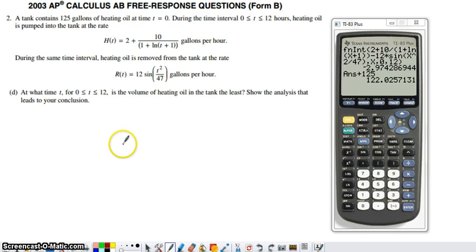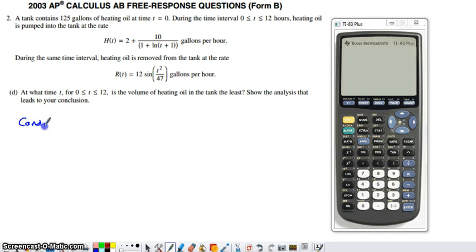Show the analysis that leads to your conclusion. So we're basically looking for the absolute minimum amount of heating oil in the tank between these two times. Now our candidates here are always endpoints of closed intervals, and we're definitely dealing with closed intervals. 0 and 12 are values that we're going to have to analyze.